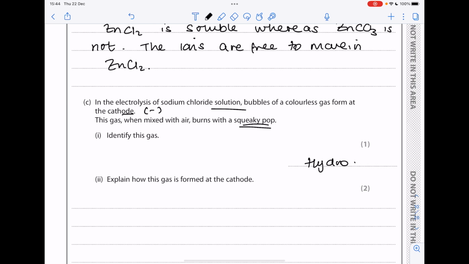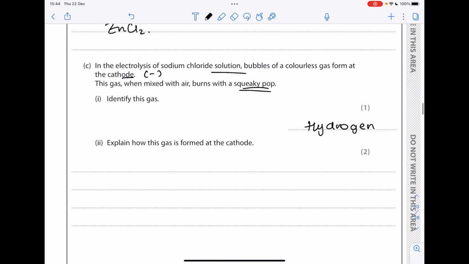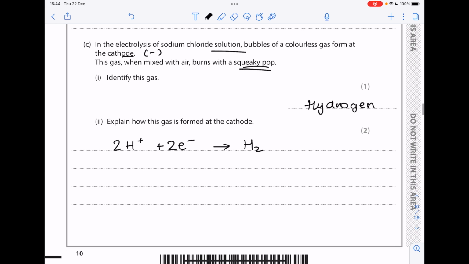with a squeaky pop. But let's just have a look at what's going on at the cathode. Remember I said that was the negative electrode. You've got your hydrogen ions turning into H2 gas. Make sure that's balanced. You do actually get a mark if you provide this half equation. So we're just going to say the hydrogen ions are attracted to the cathode because they're oppositely charged and are reduced. Why? Because they gain electrons.